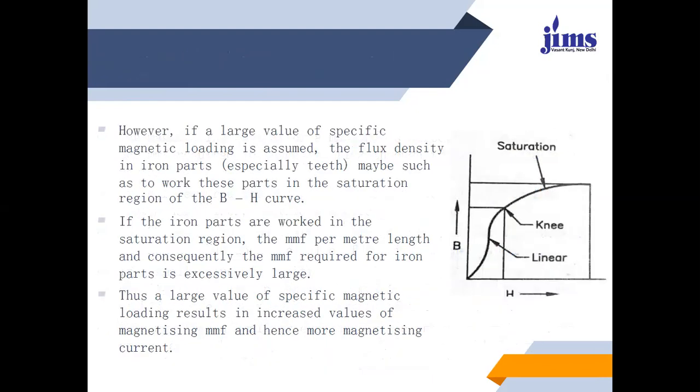However, if a larger value of specific magnetic loading is assumed, the flux density in iron parts, especially teeth, may be such as to work these parts in the saturation region of the BH curve. If the iron parts are worked in the saturation region, the mmf per meter length and consequently the mmf required for iron parts is excessively large. Thus, a large value of specific magnetic loading results in increased values of magnetizing mmf and hence more magnetizing current.